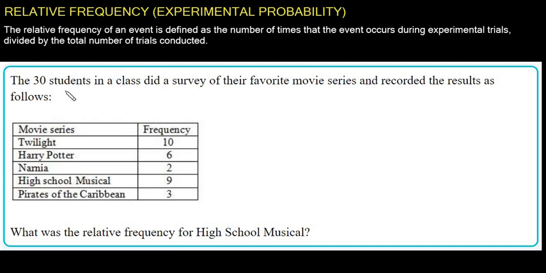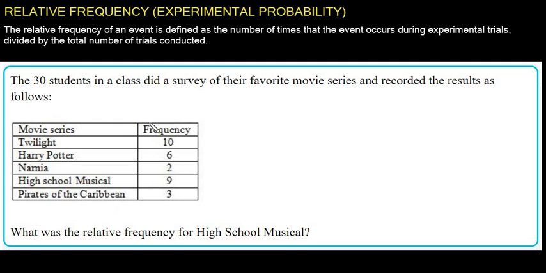For example, the 30 students in a class did a survey of their favorite movie series and recorded the results as follows. As you see, the movie series are Twilight, Harry Potter, Narnia, High School Musical, Pirates of the Caribbean. So the frequencies are 10, 6, 2, 9, 3. That means 10 of the students' favorite movie is Twilight. 6 of the students' favorite movie is Harry Potter. 2 of the students' favorite movie is Narnia. 9 of the students' favorite movie is High School Musical. And 3 of the students' favorite movie is Pirates of the Caribbean.